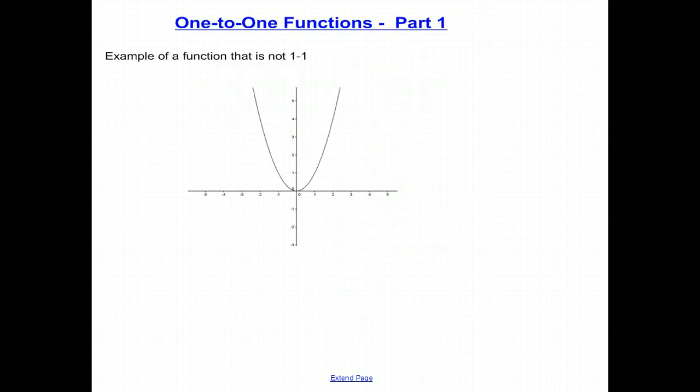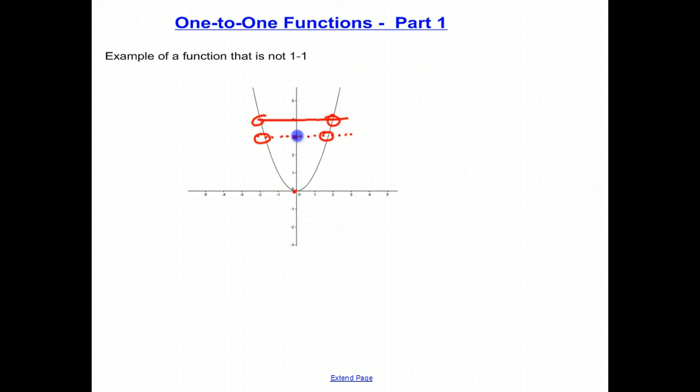Well, here's an example. So notice in this case that if I pick a y value, let's say 3, and I draw my horizontal line, it will intersect the graph in two places. And if that happens only one time and no other times, it's still not one-to-one, because it must pass the horizontal line test every time.